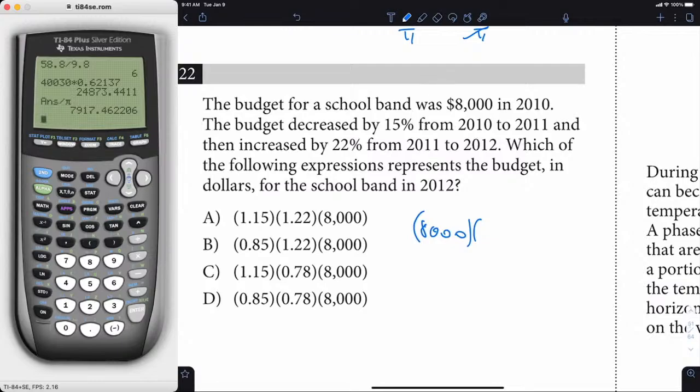When you decrease by 15%, you need to multiply by a number that's less than 1, and that number is going to be 0.85. The way I like to do it is I just do 100 minus whatever you're decreasing by, and then turn it into a decimal that's less than 1. So we decrease by 15%, check. And then we need to increase by 22, so we multiply by a number greater than 1, and that's going to be 1.22. And that's just going to be our answer. So the answer should be B.